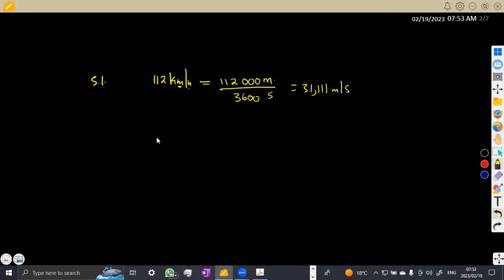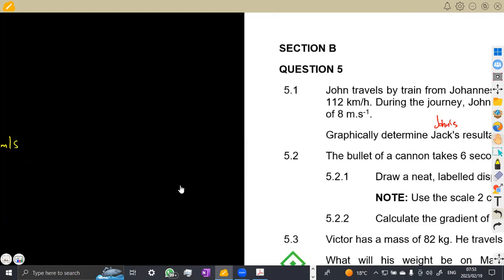Or you can use this conversion. 1 meter per second is equal to 3.6 kilometers per hour. So if you are given 112 kilometers per hour, to convert to meters per second, you simply divide by 3.6 and multiply by 1 meter per second. So that's 112 divided by 3.6 times 1 meter per second. If you divide this, you are going to obtain the same answer. All right. So that is what you are given.